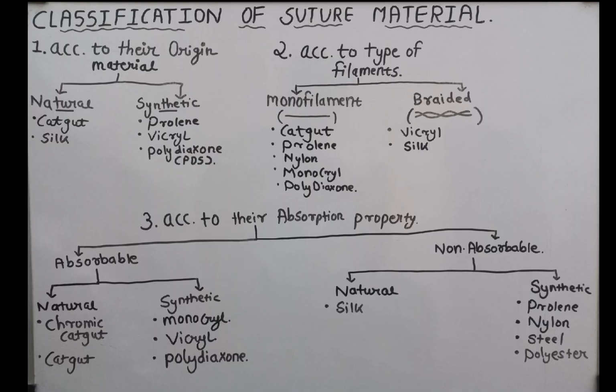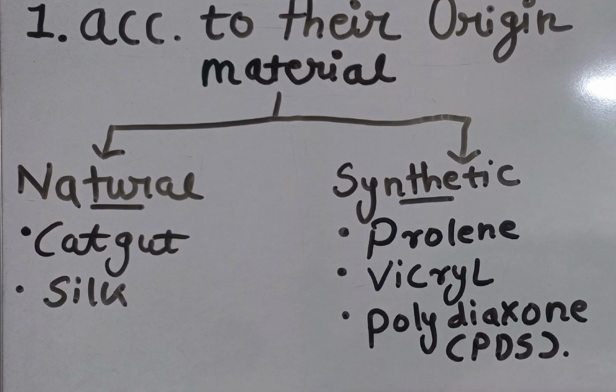So now we start with the classification of the suture material. The suture material can be classified in three main ways. First, according to the origin of the material. Second, according to the type of the filament used. And third, according to the absorption property of the suture material.